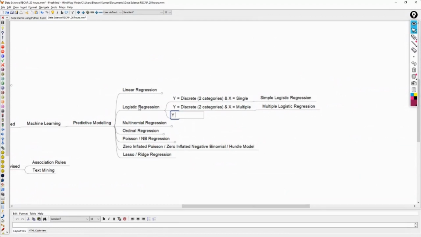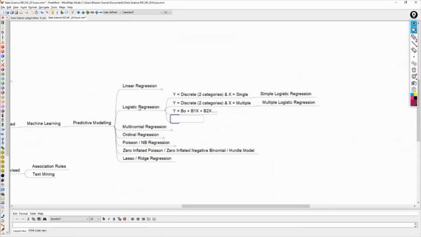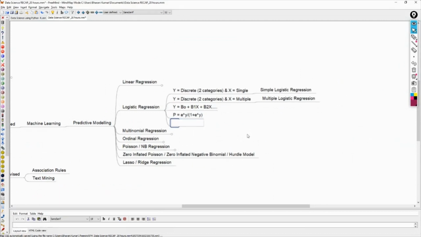Logistic regression will actually give you an equation like this: y equals beta naught plus beta 1 into x1 plus beta 2 into x2, and so on and so forth. Once you get that equation, you substitute it in this probability equation: e raised to the power y divided by 1 plus e raised to the power y. And then you get the probability value.